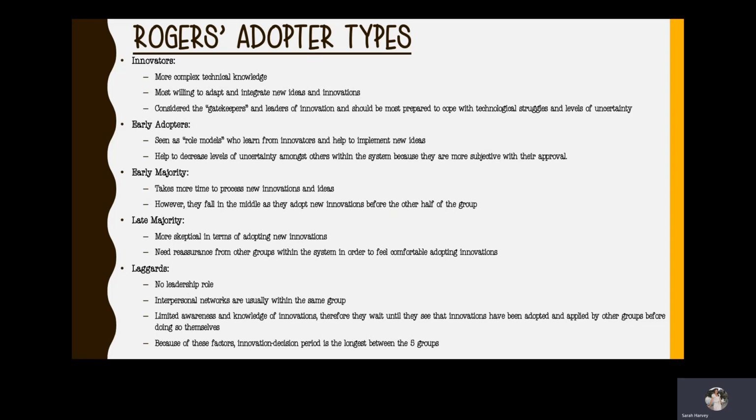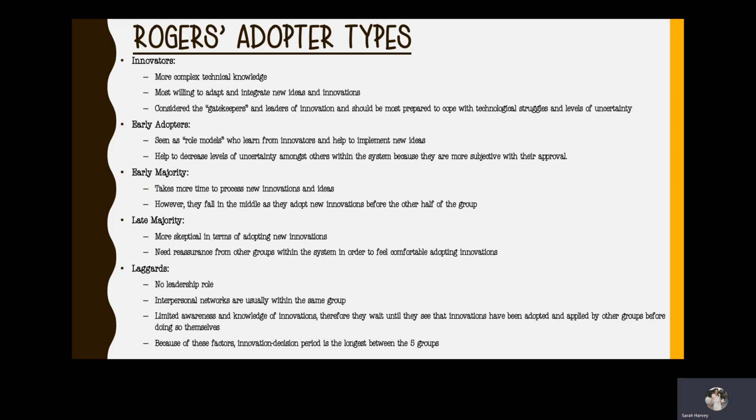At the top of the list are innovators. So innovators are more complex in their technical knowledge. And because of that, they are most willing to adapt and integrate new ideas and innovations. This group is considered the gatekeepers and leaders of innovation and should be most prepared to cope with technological struggles and levels of uncertainty.